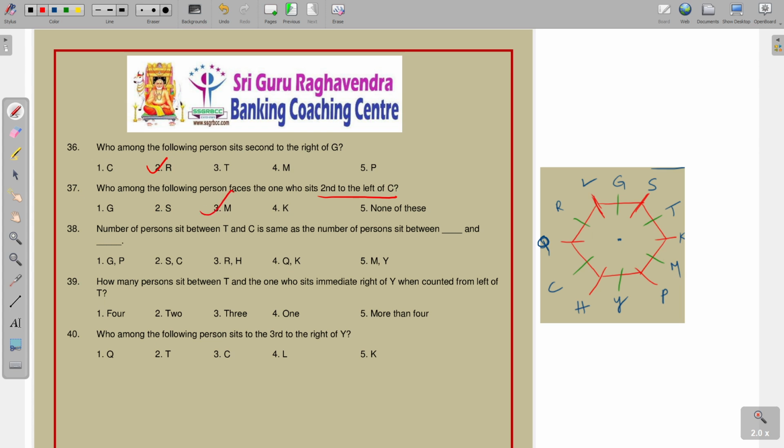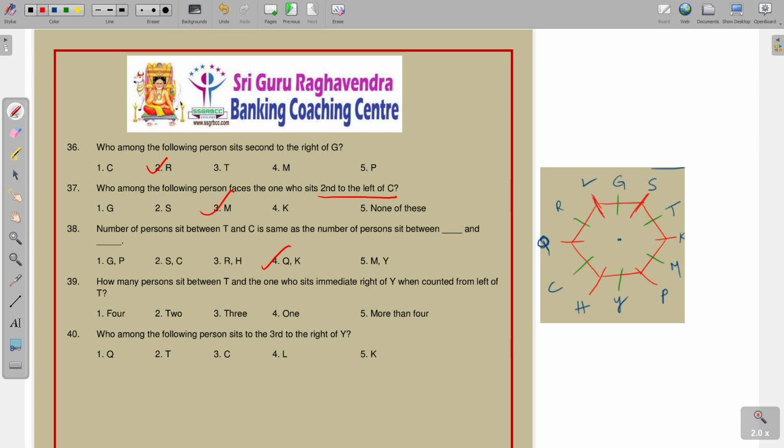Number of persons sitting between T and C: between T and C there are totally 5 persons. Same number of persons sit between which pair? G and P: between G and P there are 6 persons on one side and 4 on the other. S and C: not 5 persons. R and H: not 5 persons. Q and K: both are opposite to each other, and between both there are 5 persons.